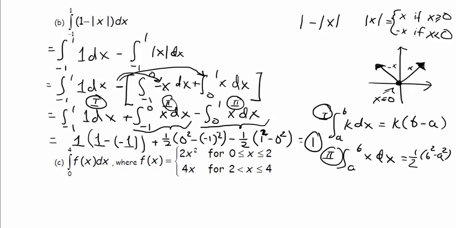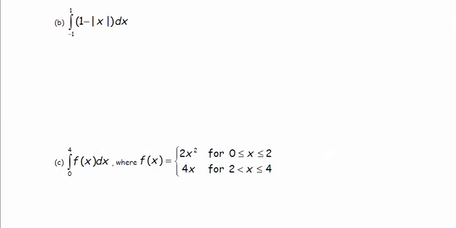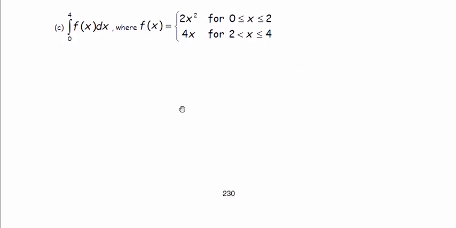Alright, very good. I know that all of you can do this. So now let's move to example C. This one has the integral from 0 to 4 of f of x dx, where f of x is equal to 2x squared for x between 0 and 2 inclusive, and 4x for x between 2 and then 4 inclusive. So only including the 4 because the 2 was included in the first part of the function.